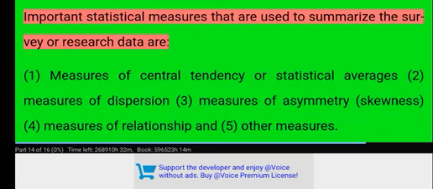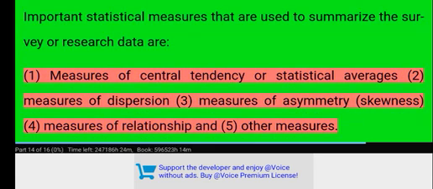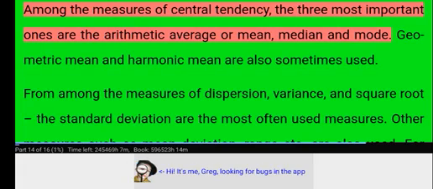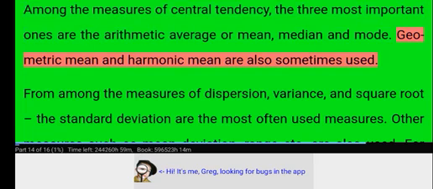Important statistical measures that are used to summarize the survey or research data are: 1. Measures of central tendency or statistical averages. 2. Measures of dispersion. 3. Measures of asymmetry, skewness. 4. Measures of relationship. And 5. Other measures. Among the measures of central tendency, the three most important ones are the arithmetic average or mean, median and mode. Geometric mean and harmonic mean are also sometimes used.